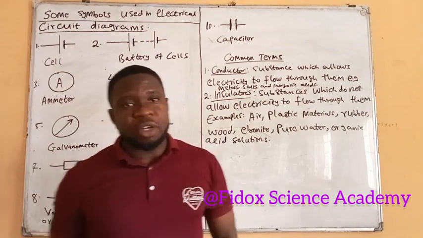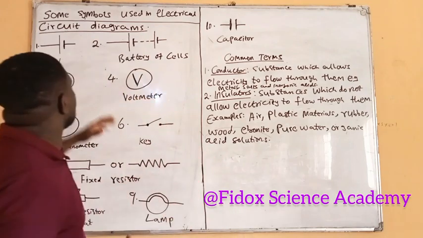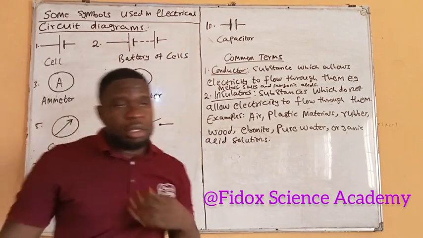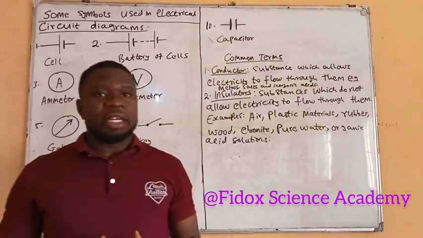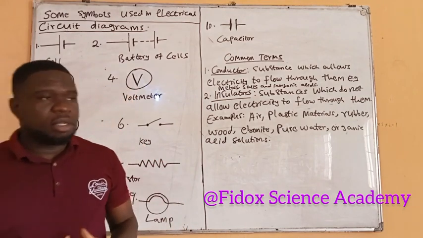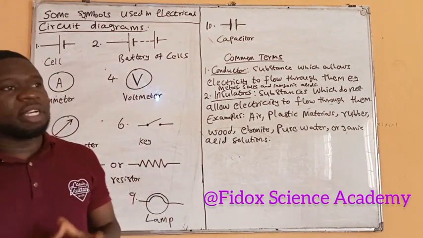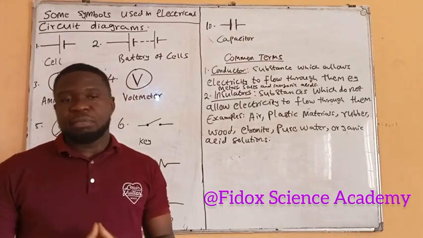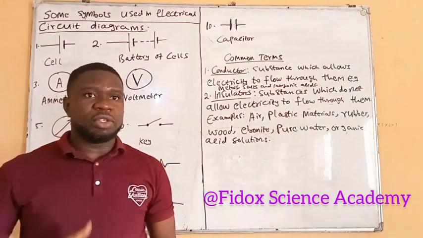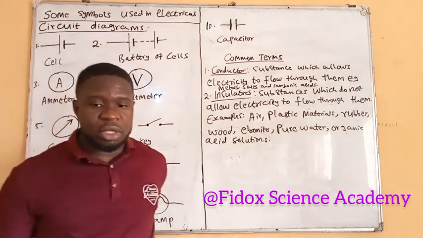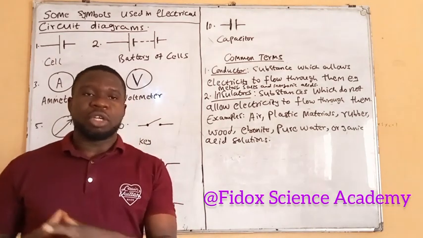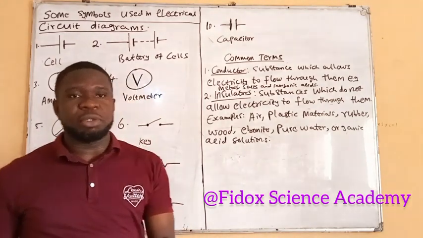In today's video, we are going to be talking about some symbols used in electrical circuit diagrams. When drawing an electrical circuit diagram, there are different symbols we use to represent different instruments in an electrical circuit. And most times, if you don't know these instruments or the symbols that represent each instrument, and then you are asked to translate a diagram into an electrical connection, it becomes very difficult.